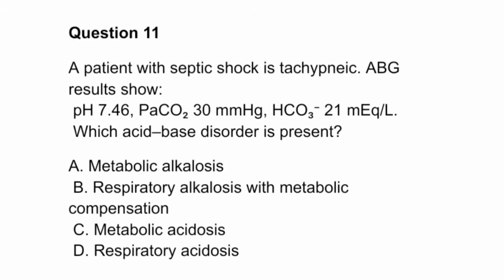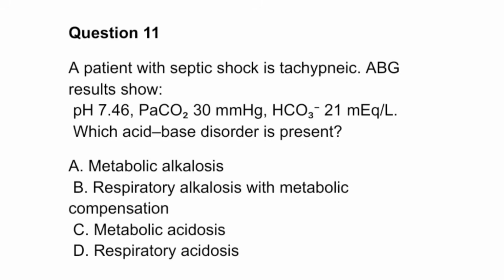Question 11. A patient with septic shock is tachypneic. ABG results show pH 7.46, PaCO2 30 mmHg, HCO3- 21 mEq/L. Which acid-base disorder is present? A. Metabolic alkalosis. B. Respiratory alkalosis with metabolic compensation. C.